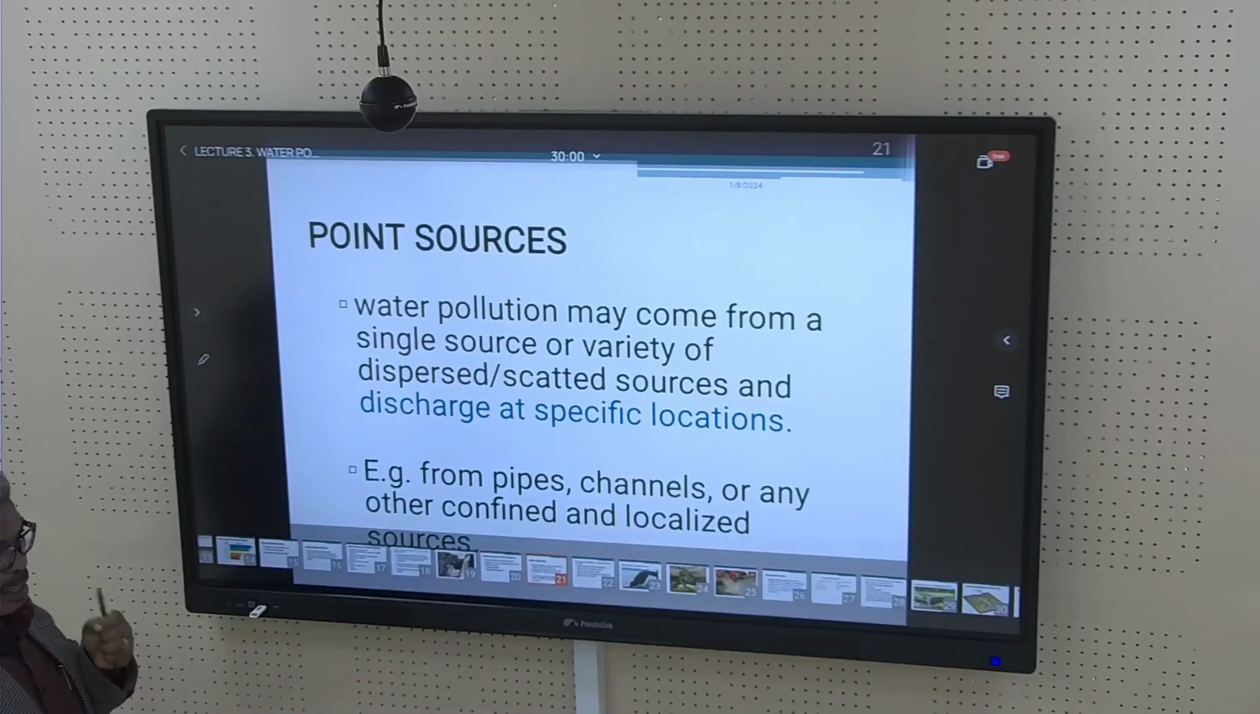Let's see what a point source is. Point source water pollution may come from a single source or a variety of dispersed or scattered sources and be discharged at a specific location. For example, from pipes, channels, or any other confined or localized sources. So with a point source, you can easily see where the polluting water comes from.